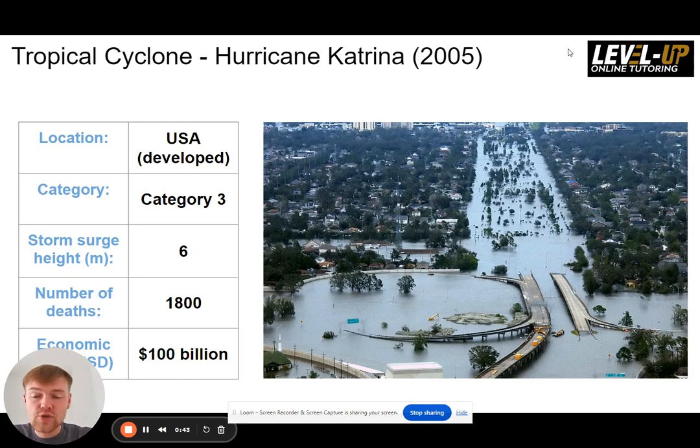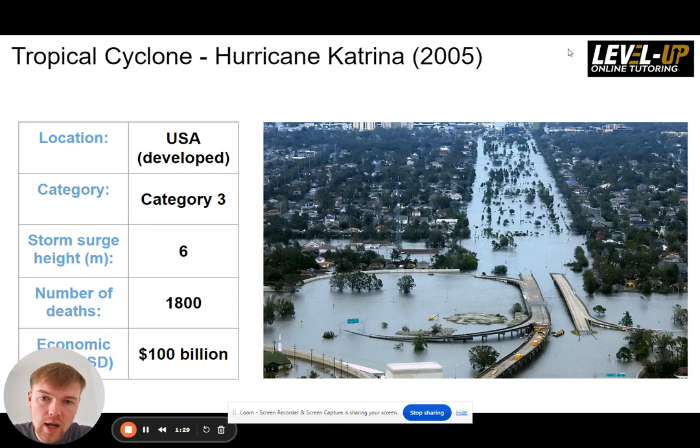So just a little bit of context for you then. Obviously, Hurricane Katrina struck the United States of America, which would be an example of a developed country. It was a Category 3 storm. So in terms of our Saffir-Simpson scale, which runs from 1 through to 5, being most severe, it was kind of in the middle, mid-ground. Storm surge height, so all that flood water that a tropical cyclone will bring with it, when it makes landfall was 6 meters, so that's obviously a good height. Number of deaths: 1,800 deaths, and then economic damage in US dollars was $100 billion.